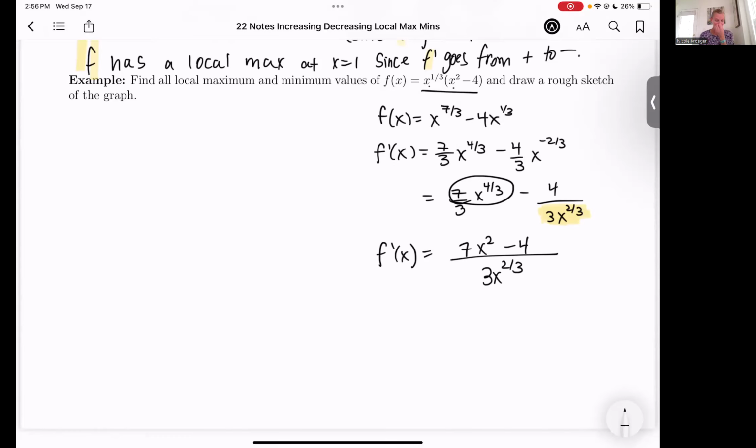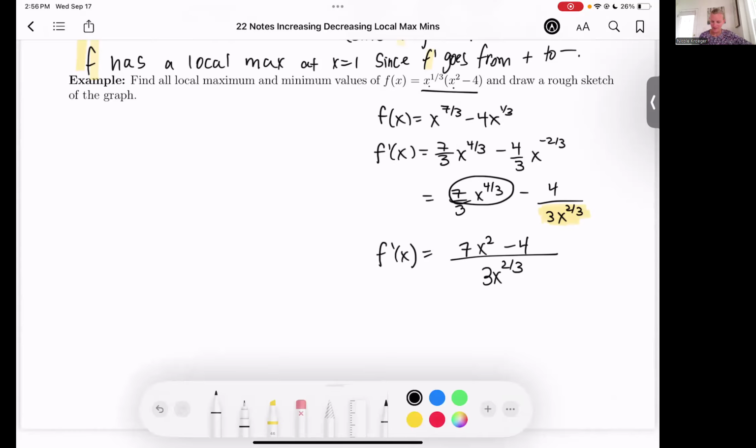Okay, so the first thing that I notice here is that the derivative will not exist if x is 0. So that's going to be one of my critical numbers. That's a place where the denominator is 0. So x equals 0 is one of my critical numbers. That's a little different than the other ones we've done where the derivative existed everywhere. So we need to include 0 on our sign chart.